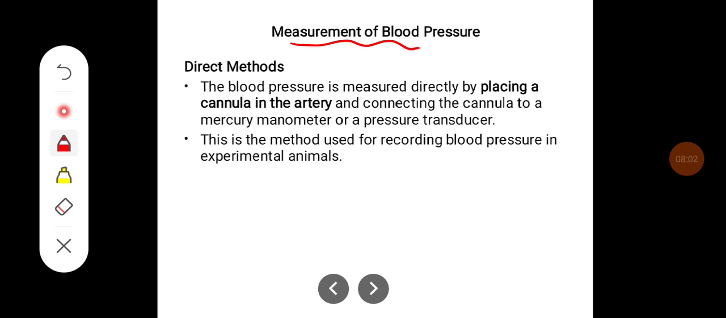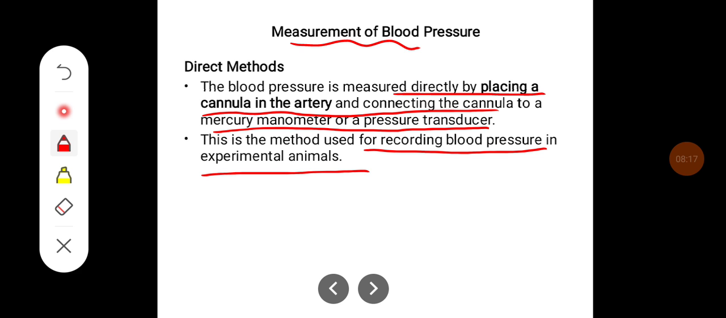Normal mean arterial pressure ranges between 80 to 105 mm of Hg. Measurement of blood pressure: the blood pressure is measured directly by placing a cannula in the artery and connecting the cannula to the mercury manometer of a pressure transducer. This is the method used for recording blood pressure in experimental animals, which is a direct method.